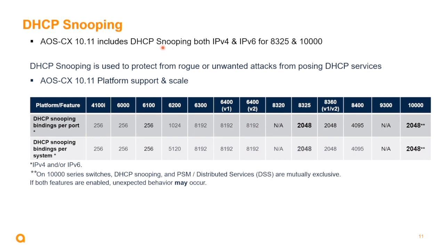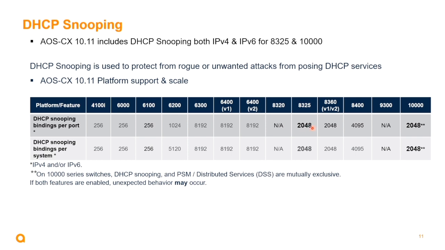So we now have for AOS-CX 10.11 DHCP snooping, both IPv4 and v6 for the 8325 and the 10,000. Just as a reminder, DHCP snooping is there to protect us from unwanted and rogue DHCP services posing. Typically, we're looking on those LAN ports.